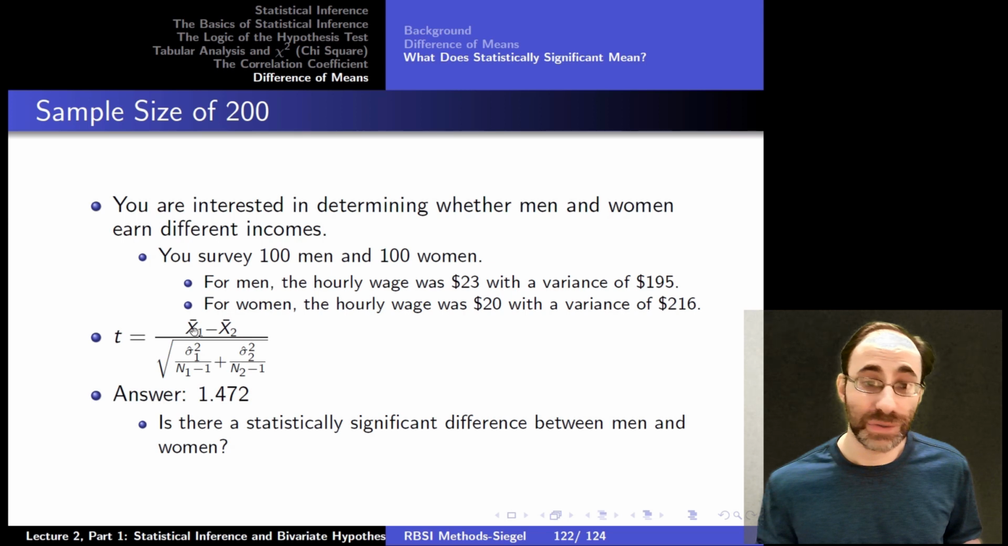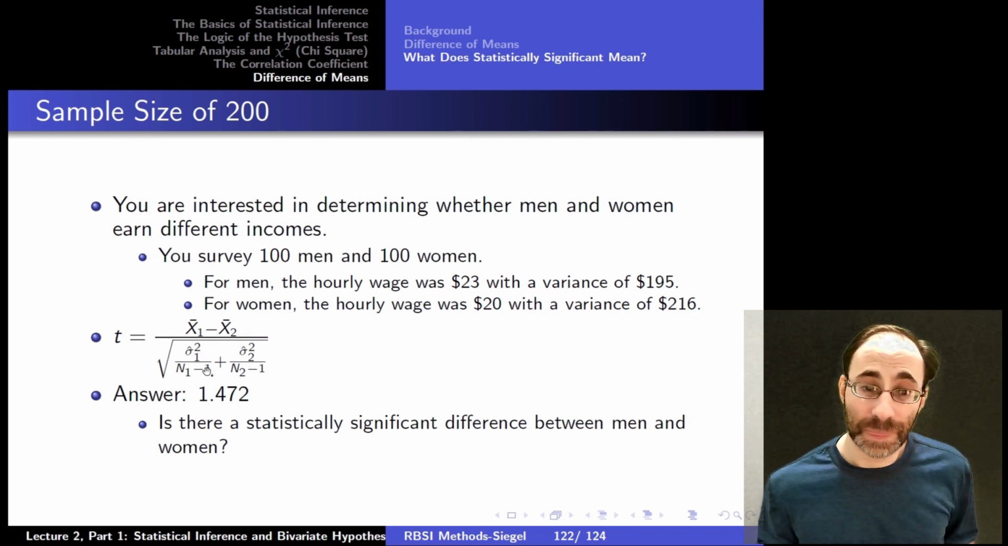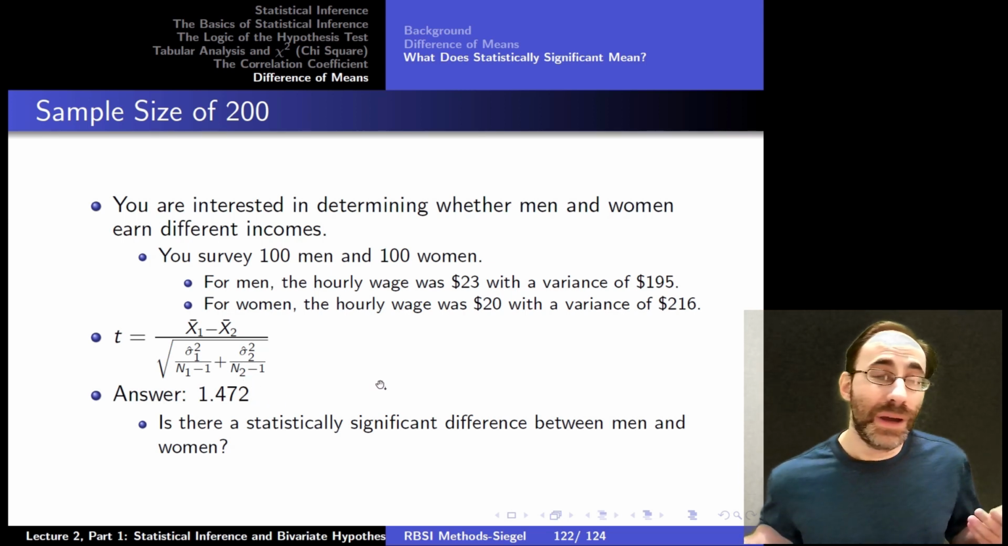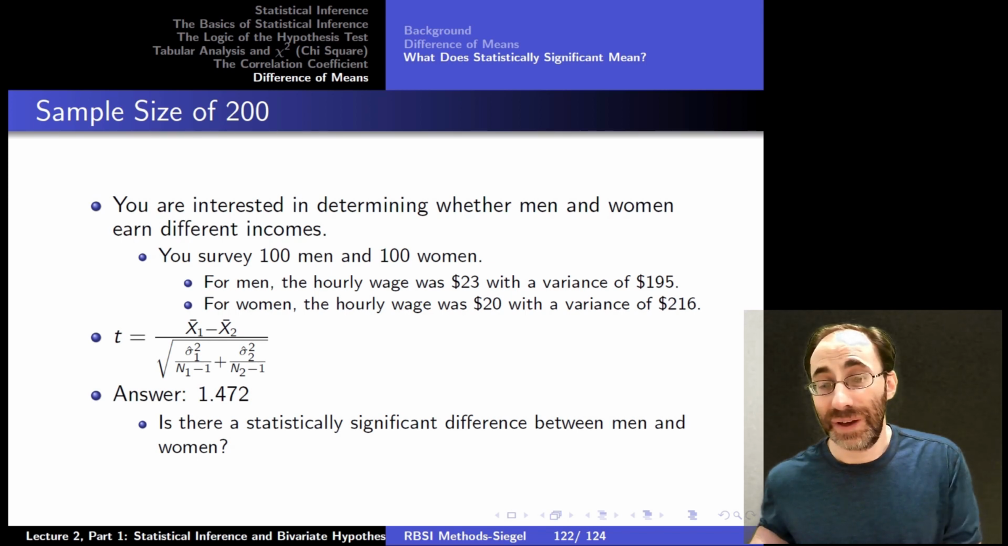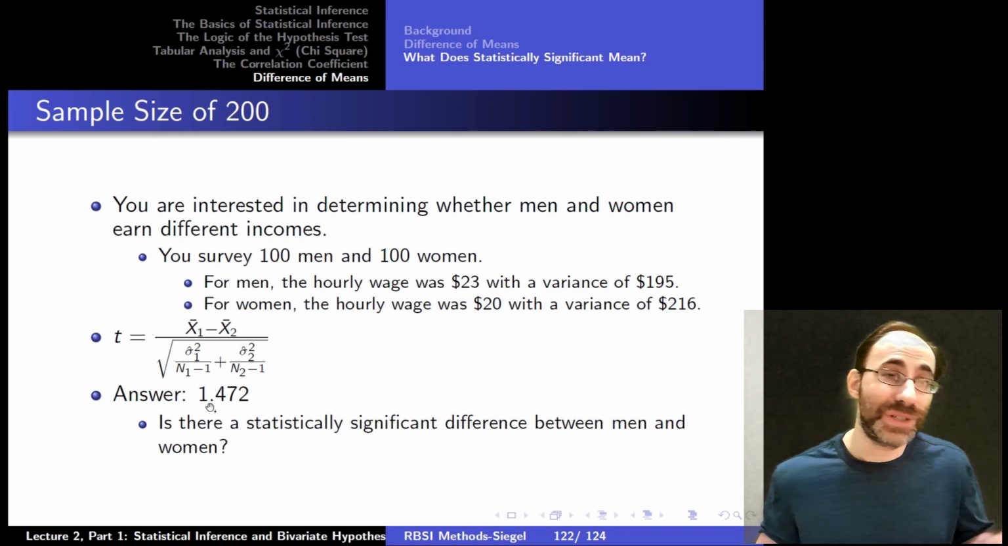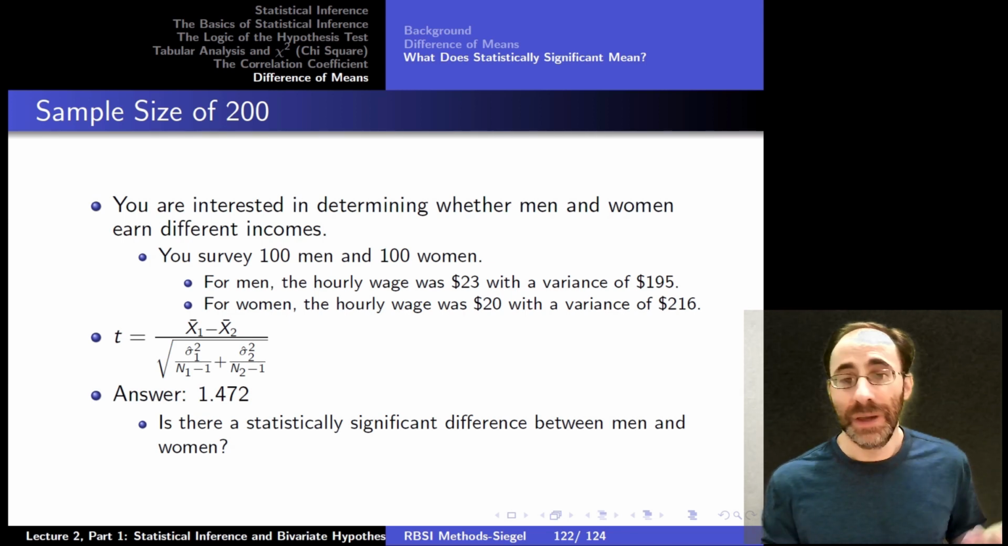So the numerator is 23 minus 20, or 3. The denominator plugs in the variances here, and be careful, these are variances you're given, so these are already squared. So this variance of 195 is sigma 1 hat squared already. We divide by 99. We plug it in, and we get 1.472. Is that significant statistically? No, not by our standard confidence levels, because the critical value was 1.96. 1.472 is not bigger than 1.96, so we don't get significance.